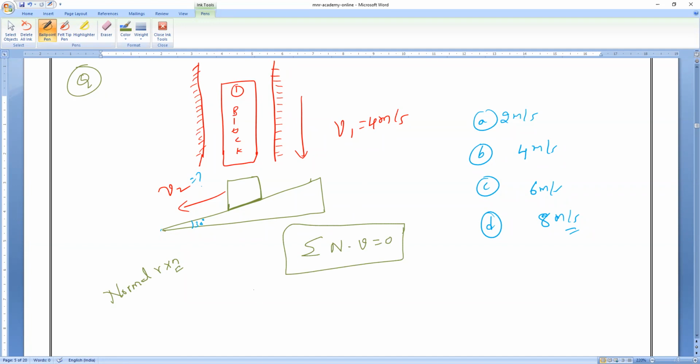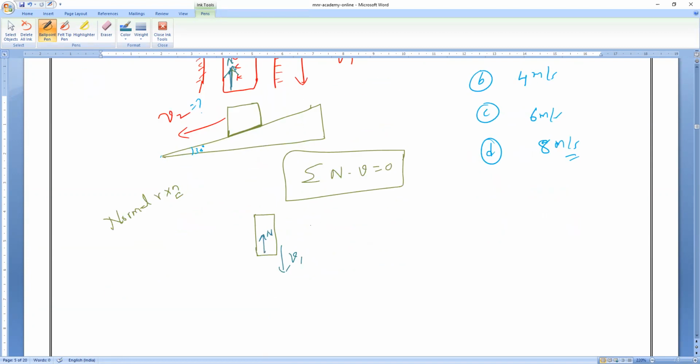First draw block 1. Block 1 is a perfect rectangle, so the normal reaction acts in the upward direction. The velocity is acting in the downward direction. So both are opposite, so N into minus V1 plus.